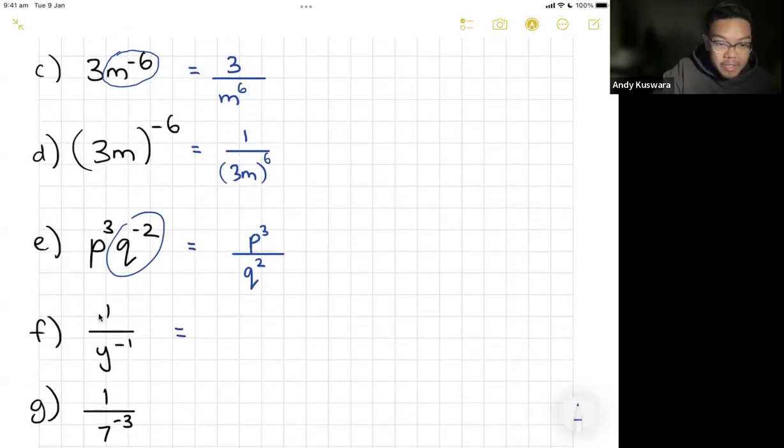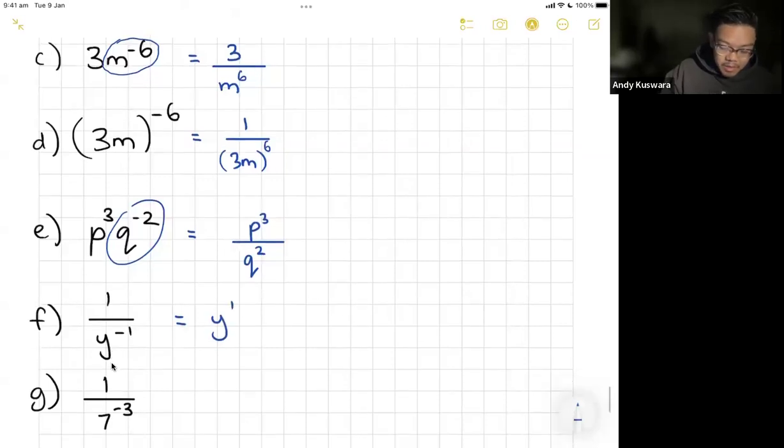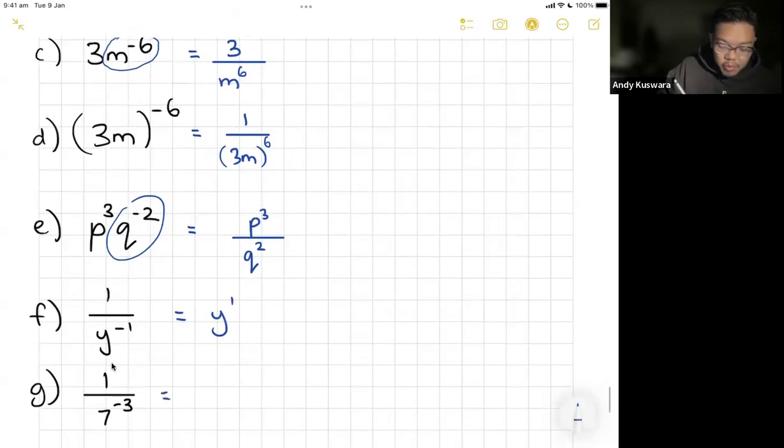Okay. Now, this was the other rule we were talking about. I now have a fraction already where it's 1 over, but now there's a negative power here. This means I can rewrite it as my regular positive power. Okay, so again, this one's already a fraction with 1 over, and I've got a negative indice at the bottom, so I know this is just going to be 7 to the power of +3.